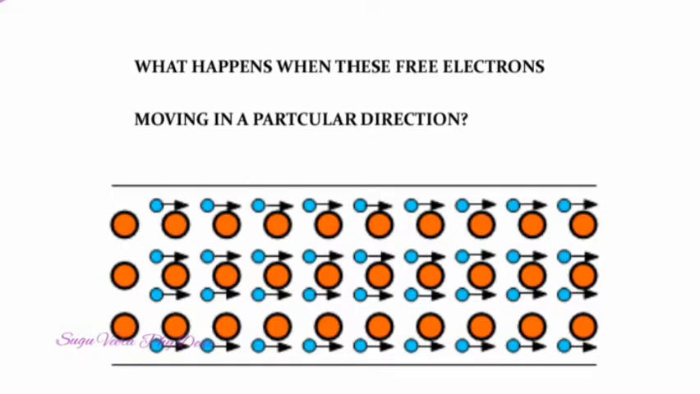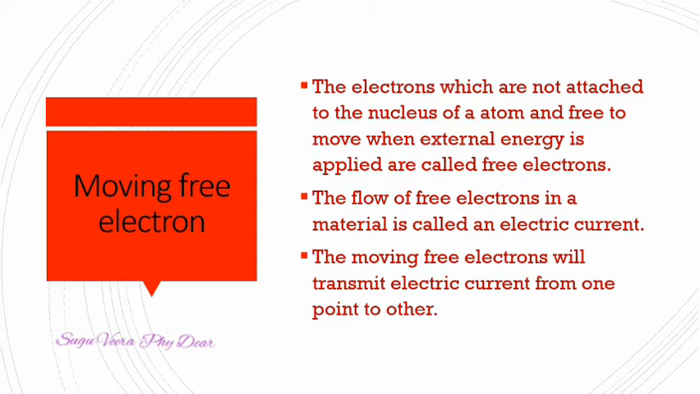What happens when these free electrons move in a particular direction? Here an external force is applied. External force is nothing but the applied potential or electric field. Already we know that the electrons which are not attached to the nucleus of atoms and are free to move when external energy is applied are called free electrons. The flow of free electrons in a material is called an electric current. The moving free electrons will transmit electric current from one point to another point.